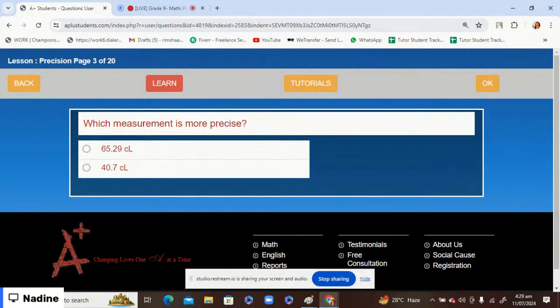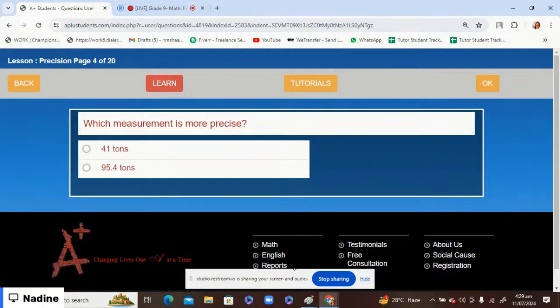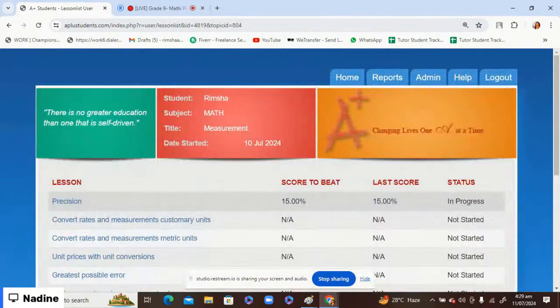Decimals are more precise as compared to the other. Which measurement is more precise, 62.29 cl or 40.7? Look here, more decimal places means more precise. In one there is only the tenths place, and in the other there is the hundredths place. So that one is more precise. Hope you guys understand this lesson. So let's discuss the next one.